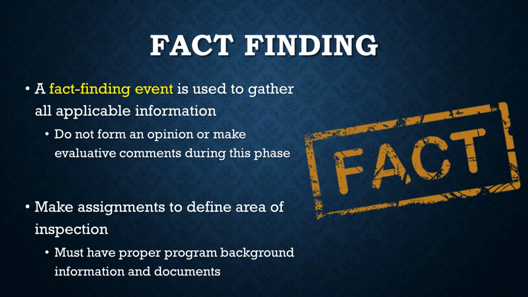And I see that a lot during accident incident investigation. Why would you do something like that? I can't believe you did something like that. That's not what an audit's about. Okay. Second, we make assignments to define the areas of the inspection. And again, you must have the proper background information documents. They all have to be elements in place to do an effective audit. All right.